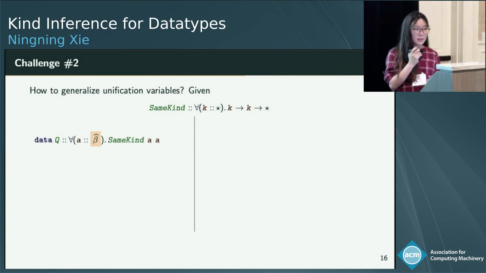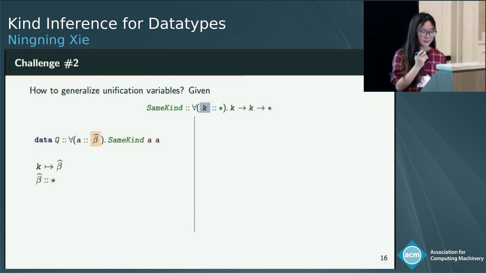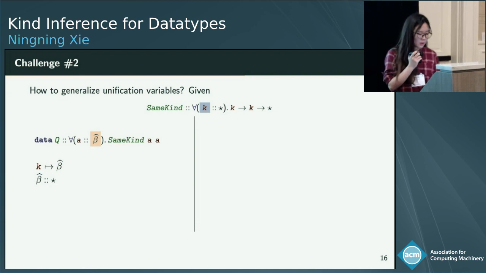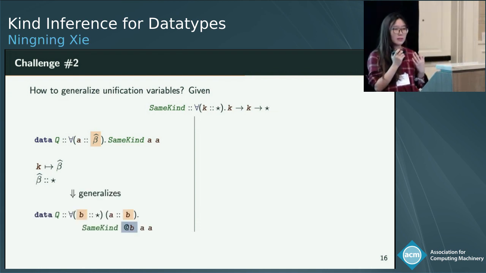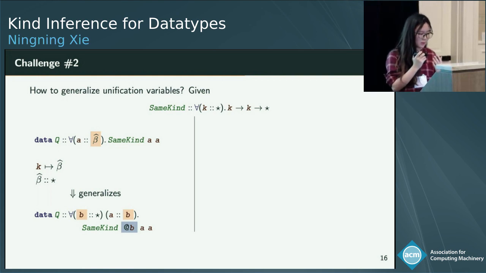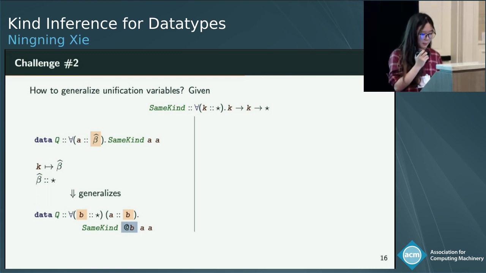Since SameKind is applied to A, we know that the K in SameKind should be instantiated with beta, and the beta should have kind K. But besides that, we have no constraints on beta anymore. So after canding, we will generalize over this cand by introducing a fresh type variable B. Here, beta goes to B, and we get a cand for all B of kind star and for all A of kind B. Notice that the generalization of unification variables are always generalized outside of the whole kind signature. So this example is good.